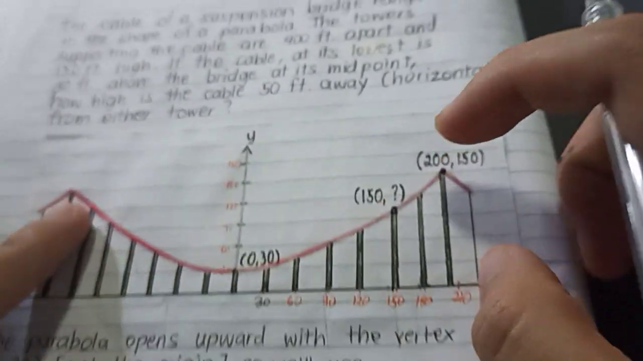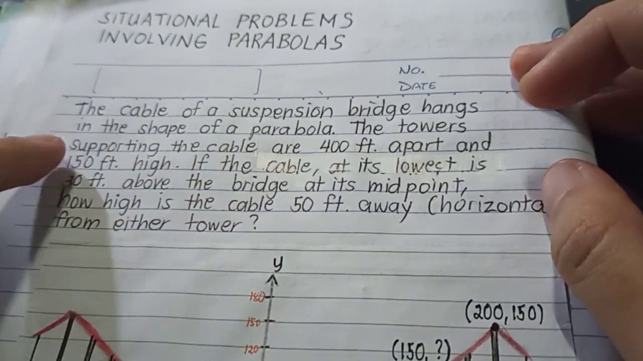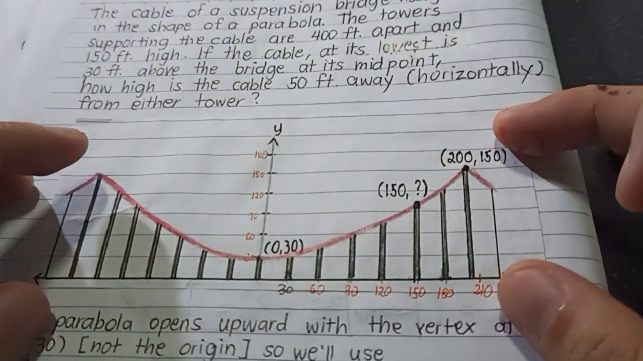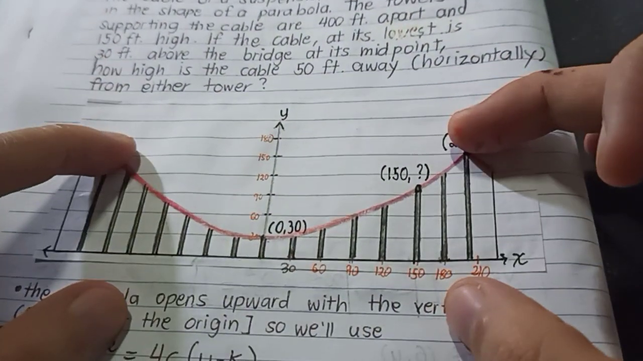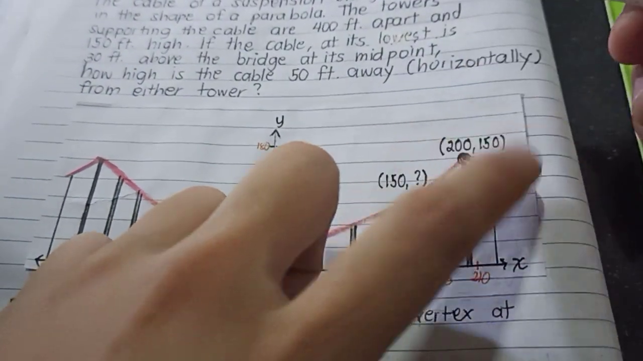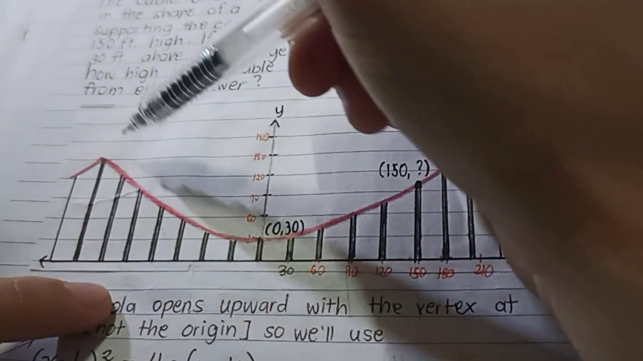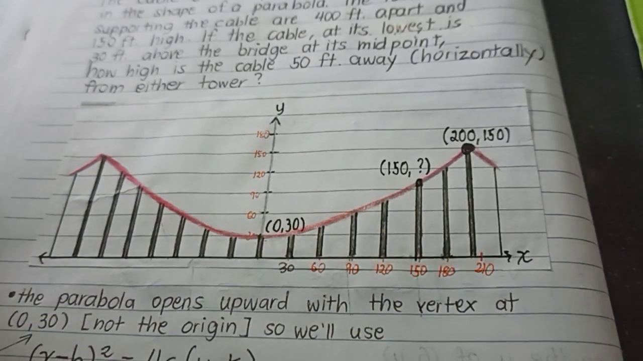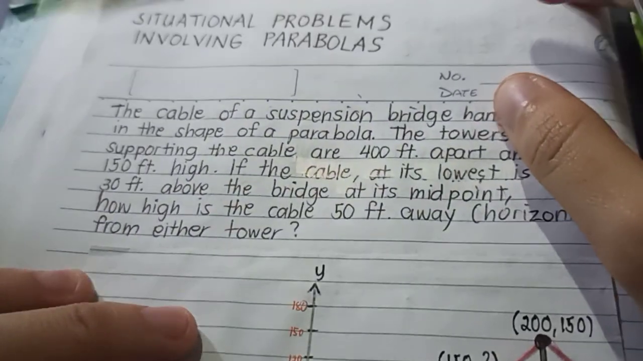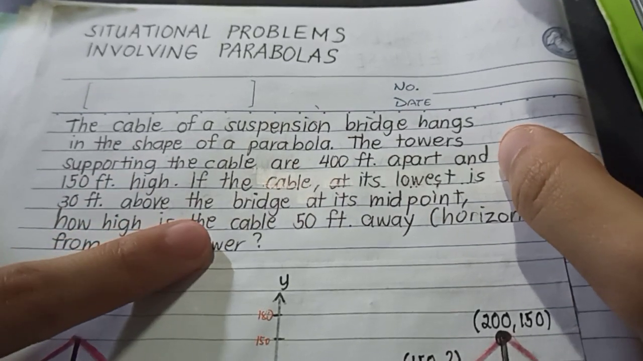Next description: the towers supporting the cable are 400 feet apart and 150 feet high. So there are 200 and 150. The coordinates of this point are 200 and 150. And since this is a parabola, every point here should satisfy a given standard equation. Later. Going back, the cable at its lowest is 30 feet above the bridge.